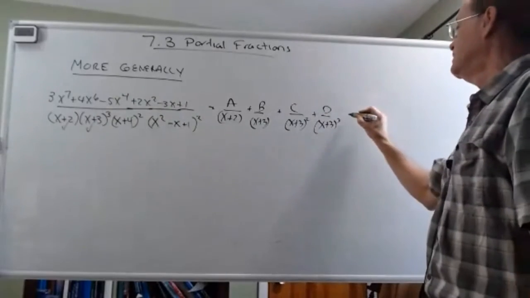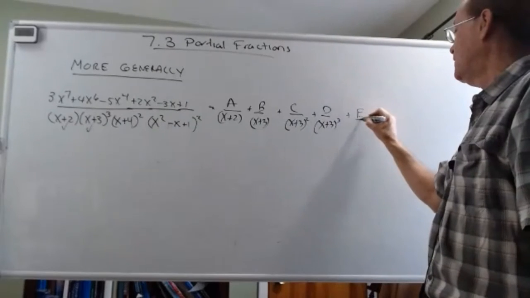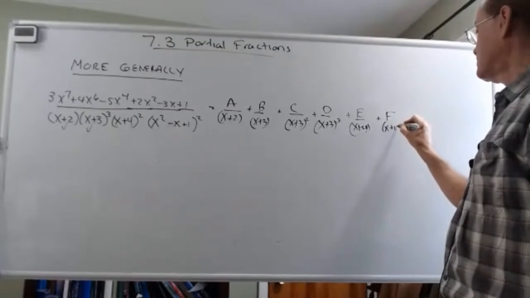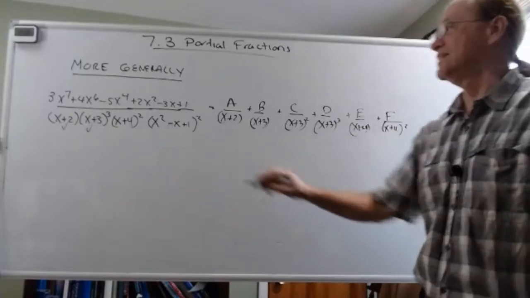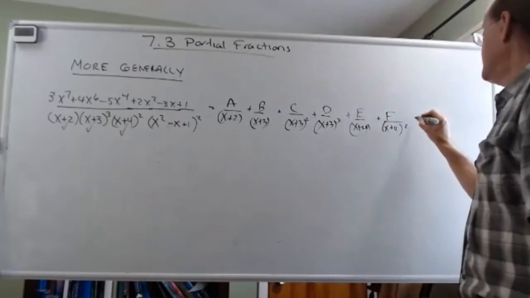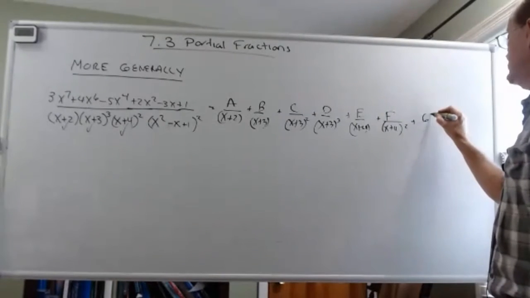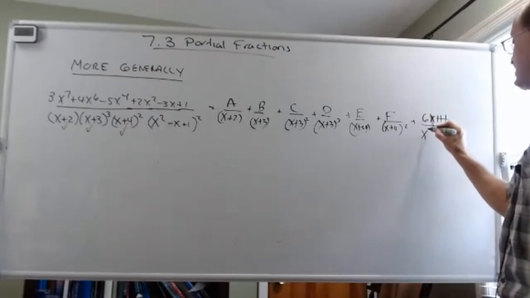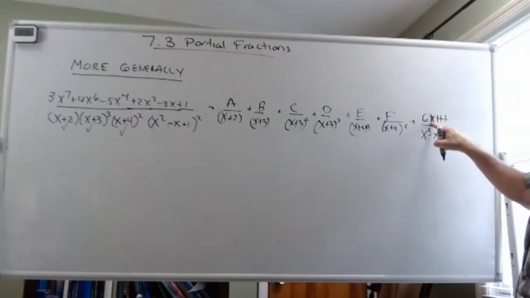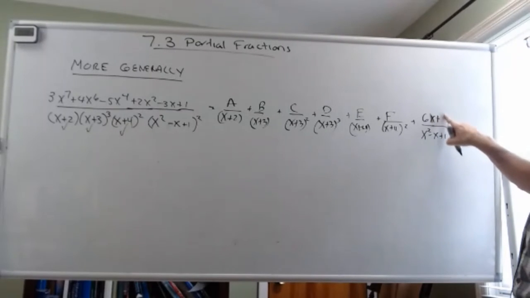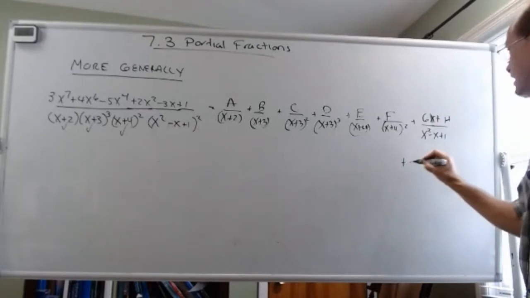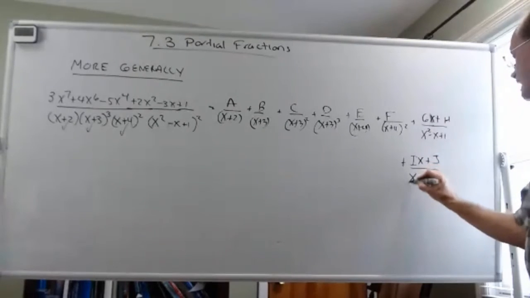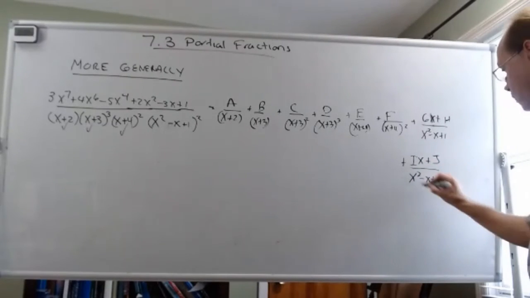Then I'd have to move to this one. That's E over x plus 4 plus F over x plus 4 squared. Not done. Then I'd have to take care of this next one. Well, that's going to be Gx plus H over x squared minus x plus 1. But I have to take it up to another level. Continuing, I'm going to get Ix plus J over x squared minus x plus 1 quantity squared.